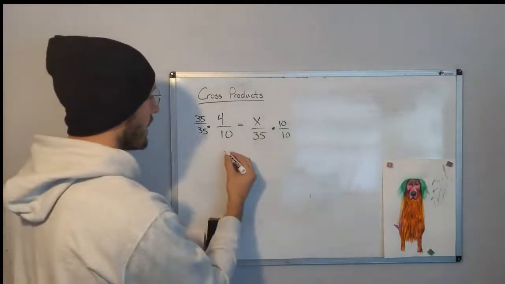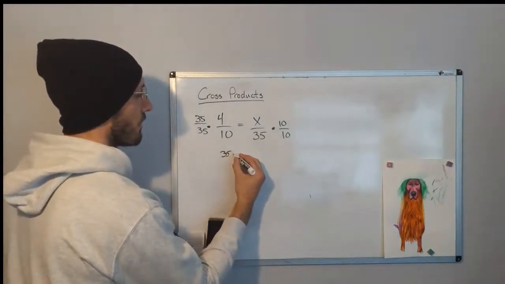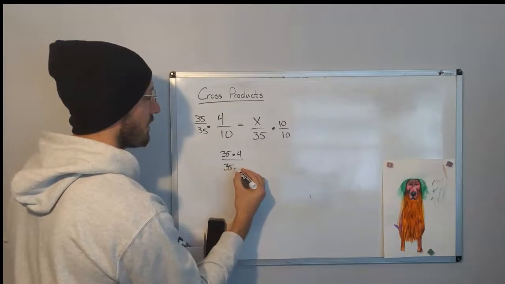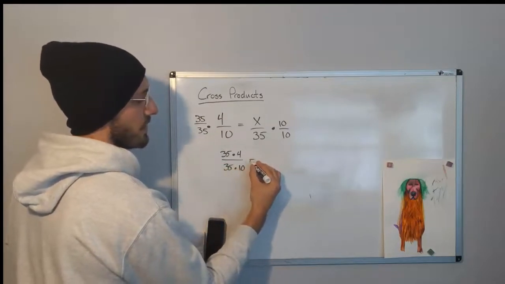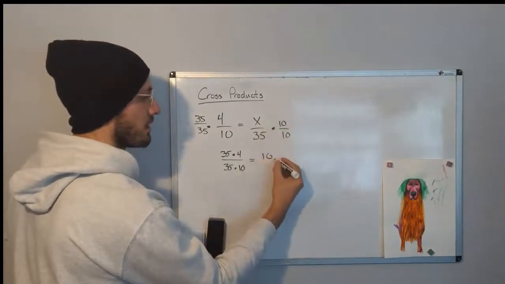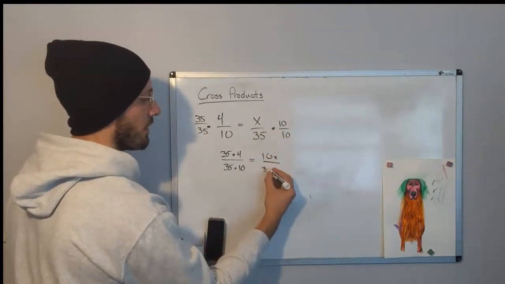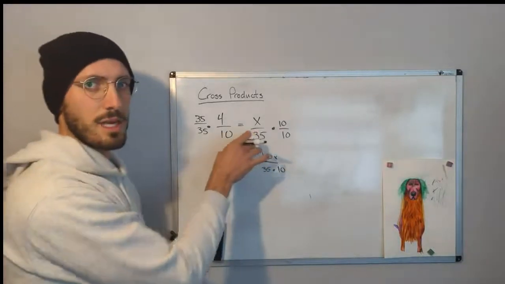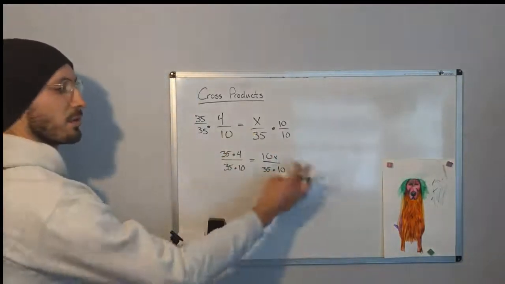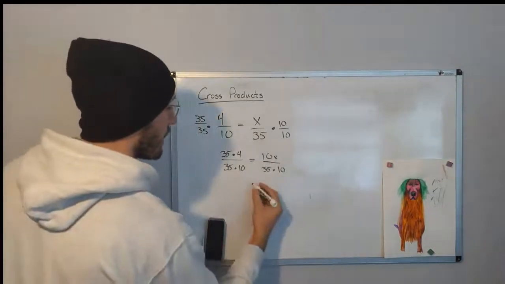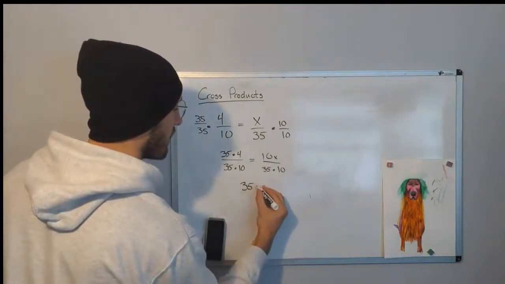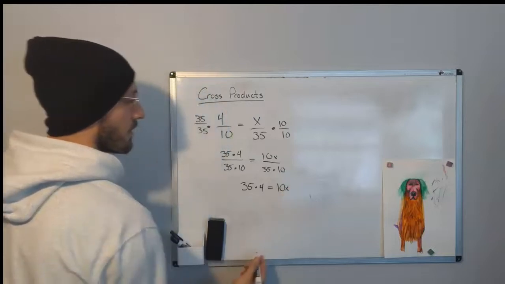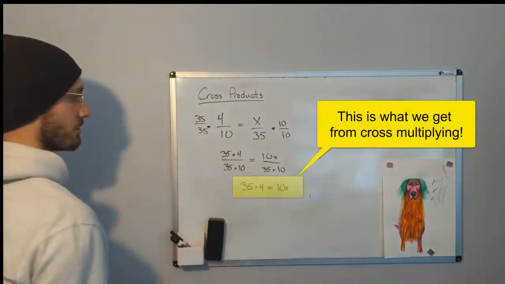So if I rewrite this out, I have 35 times 4 right here over 35 times 10. And that's going to be equal to x times 10 is 10x, 10x over 35 times 10. So now that I have these common denominators, these numerators have to be equal to each other. So I can just kind of ignore the denominators altogether now. So I can rewrite this and say 35 times 4 equals 10x. And from there, this is fairly simple, so I'll just solve this.